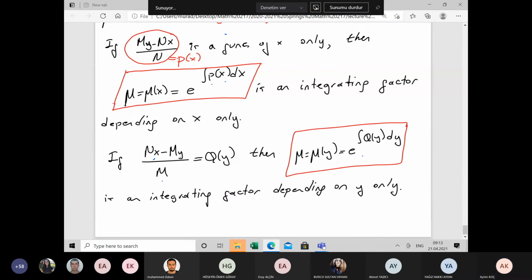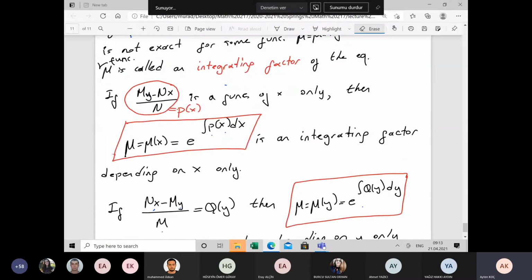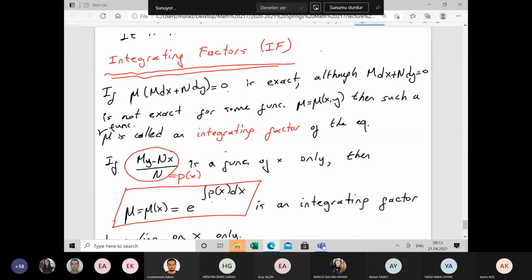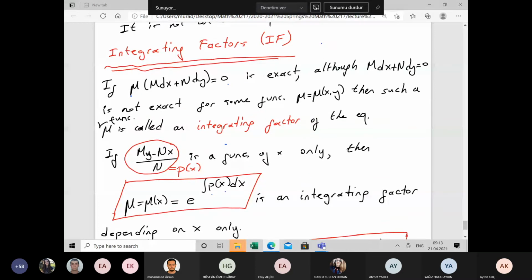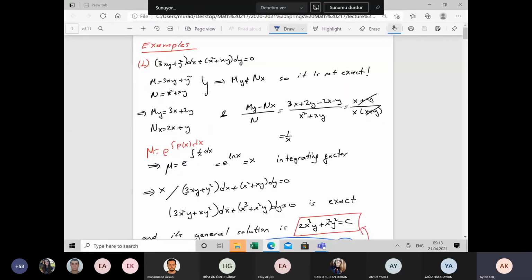So, any question about the theory here? Any question? No question. Okay. Now, let's give an example to understand this math.